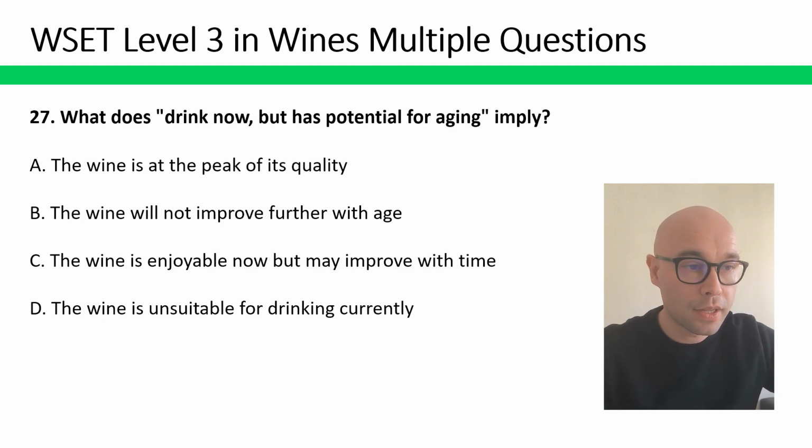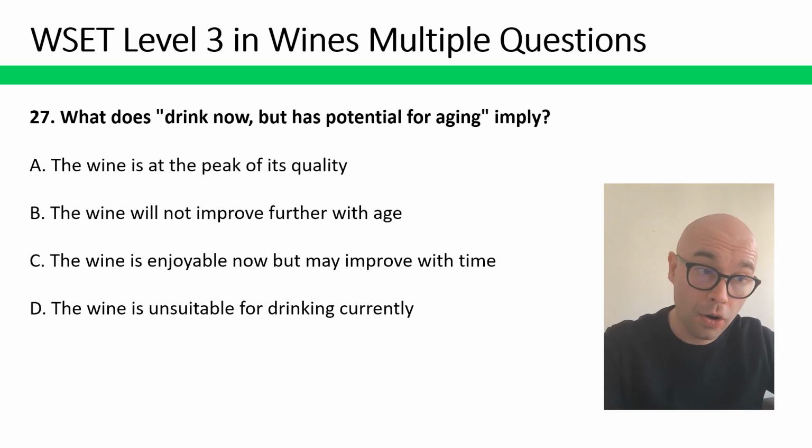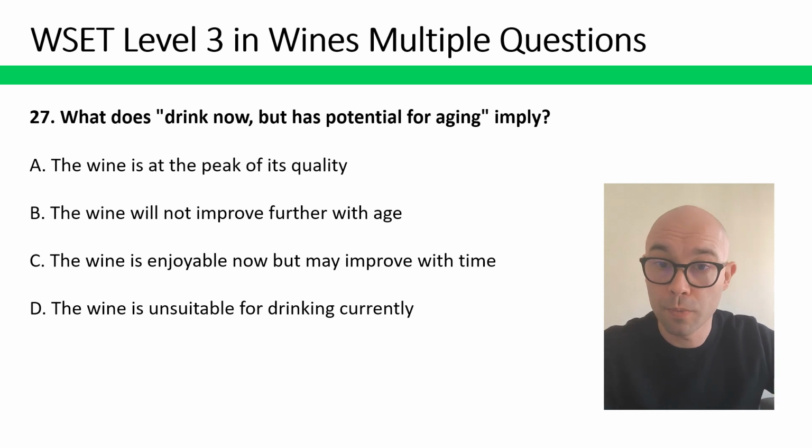What does drink now but has potential for aging imply? A wine that is at its peak of quality, a wine that will not improve with further age, a wine that is enjoyable now but may improve with time, a wine that is unsuitable for drinking currently. The correct answer is C. The wine is enjoyable now but may improve with time.